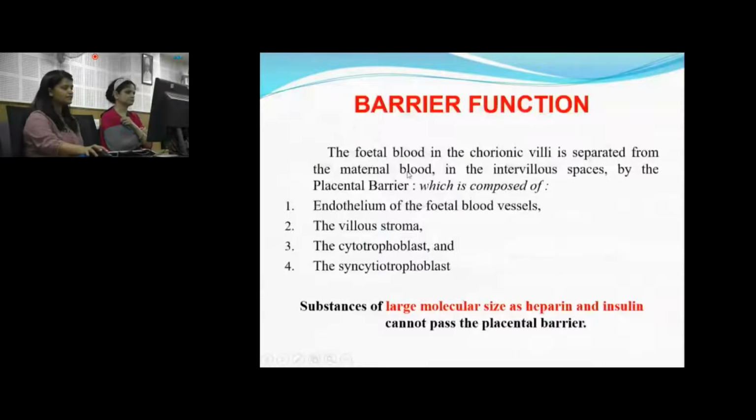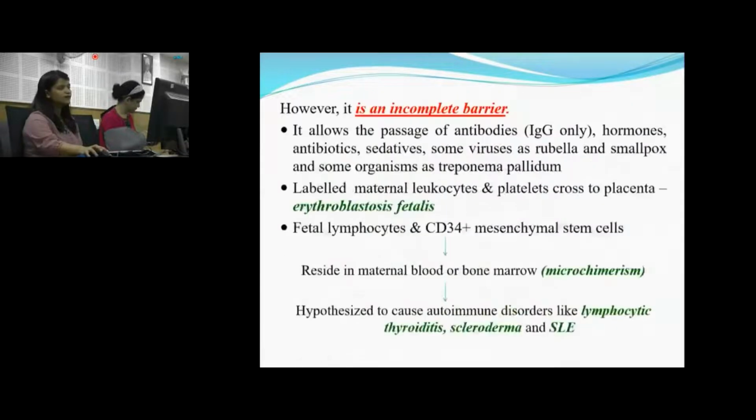Barrier function: the fetal blood in the chorionic villi is separated from the maternal blood in the intervillous spaces by the placental barrier, which is composed of the endothelium of the fetal blood vessels, the villus stroma, the cytotrophoblast and the syncytiotrophoblast. Now we know there are certain substances which are regulated by their size itself. So the bigger molecules like heparin and insulin cannot cross the placental barrier. However, we all know that this barrier is actually an incomplete barrier because it allows certain substances to go through but not others.